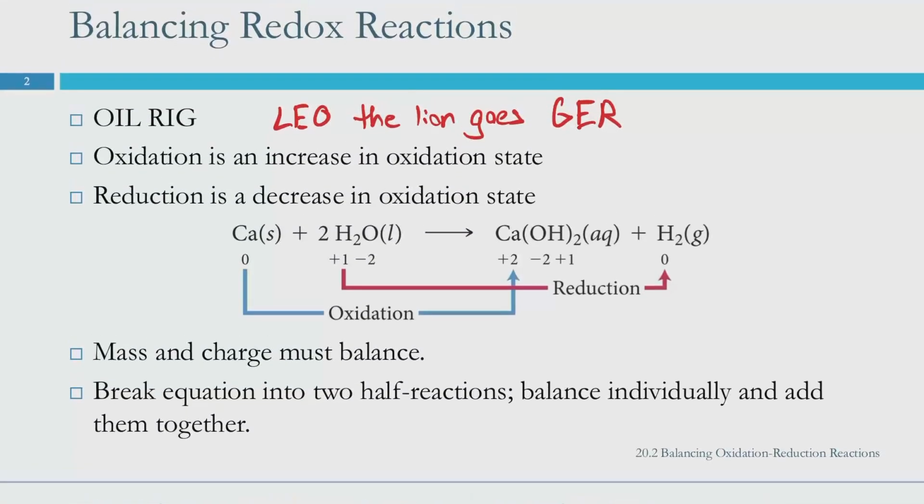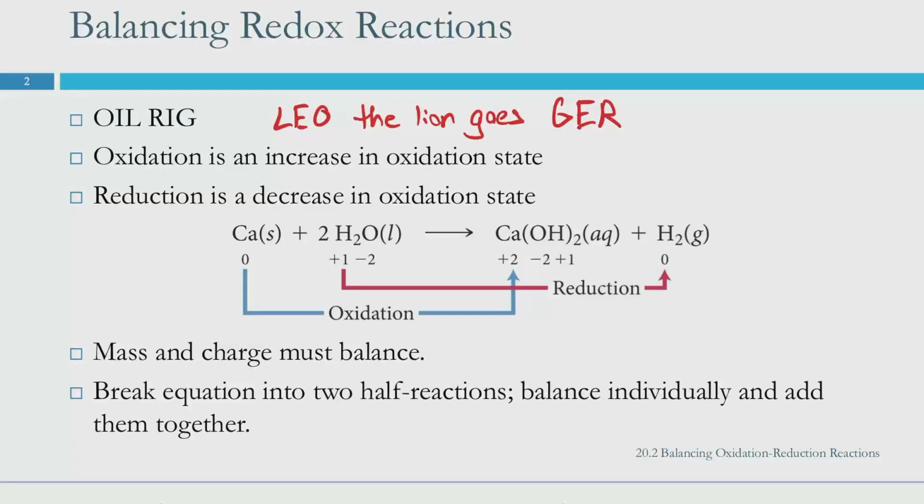So one of the things that makes redox reactions complicated is that mass has to be balanced. We're familiar with balancing mass. We've balanced chemical reactions before. That's not new to us. But charge also has to be balanced. So when we're doing redox reactions, we often have a different charge on the left side of the reaction versus the right side, because there's electrons being transferred.